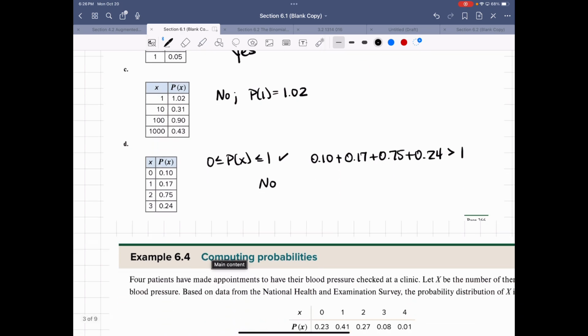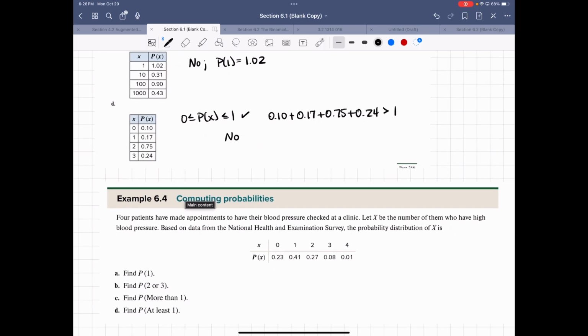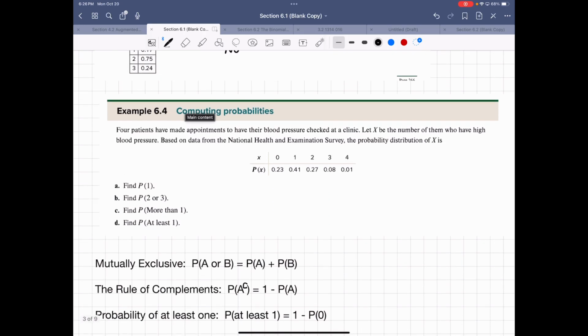All right, not too bad, right? That's pretty simple. First, we picked out if it's discrete or continuous. Then here we picked out this probability distribution. We did do a little probability table, okay? Example 6.4. 4 patients have made appointments to have their blood pressure checked at a clinic. Let X be the number of them who have high blood pressure. Based on data from the National Health and Examination Survey, the probability distribution of X is the following. Okay, so guys, it's pretty simple, but you gotta know how to read the table.